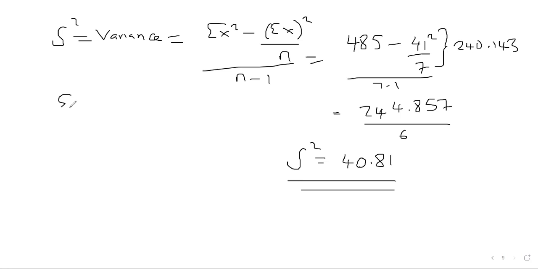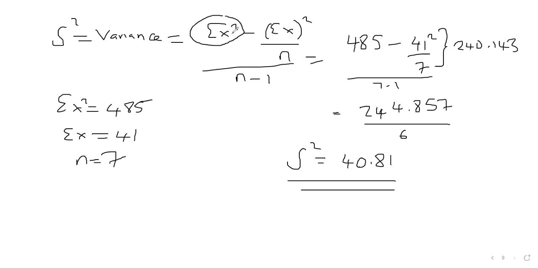All together, I repeat, our summation of x squared was what? 485. Our summation of x was what? 41. And our n was what? 7. So where there is this x squared, you put 485. Now these two are different. I don't know why students again put the same figure. This is summation of x to the power 2. So 41 to the power 2 over 7. Everything over 7 minus 1.